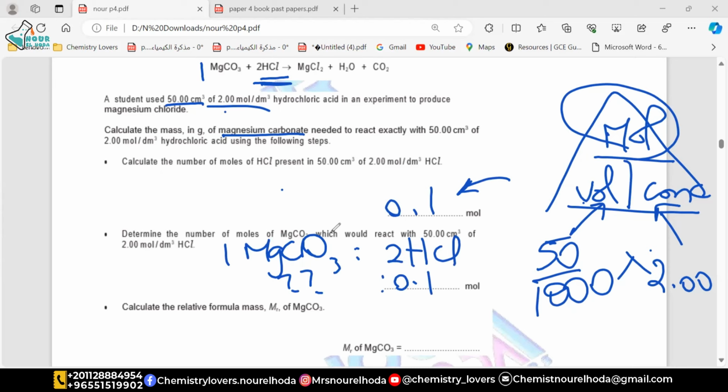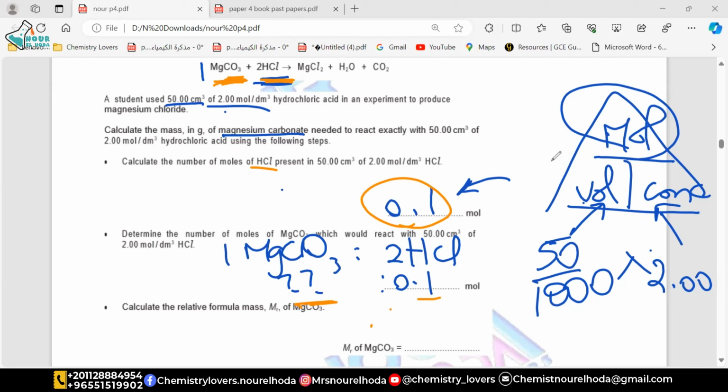برافو يا لمار, برافو يا إيدو, good job. يبقى once again, why did I do more ratio? I do more ratio when I want to get the moles of something that I don't have a given for. يبقى I can't think except like this. I'm going to say every 1 magnesium carbonate will react with how many HCl? With 2 HCl. يبقى this means how much magnesium carbonate will react مع 0.1 HCl.